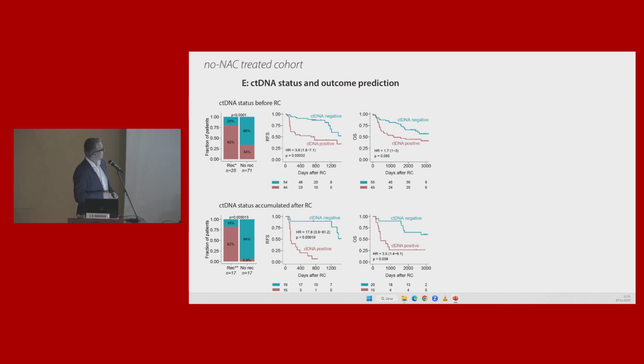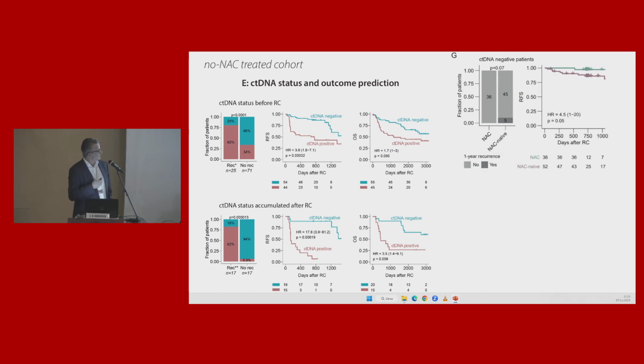In this study, we also looked at a cohort of patients that didn't receive any neoadjuvant chemotherapy. And when looking at that, measuring just before radical cystectomy and after radical cystectomy, we can see that ctDNA is also highly prognostic of outcome in this setting. So we investigated this a little bit further and looked at patients that are circulating tumor DNA negative and compared between cohorts. Of course, we need good clinical studies to do this. This is something we should be a little bit cautious about when comparing between different cohorts.